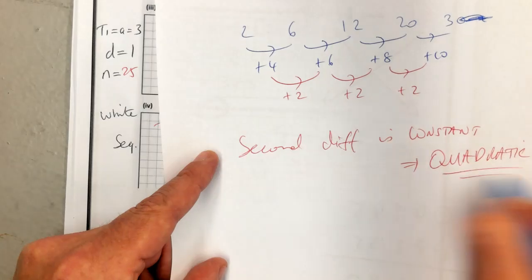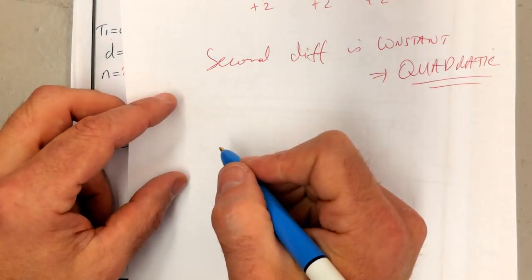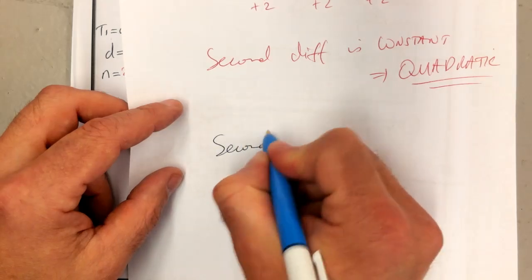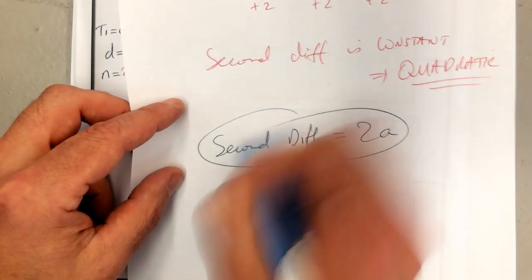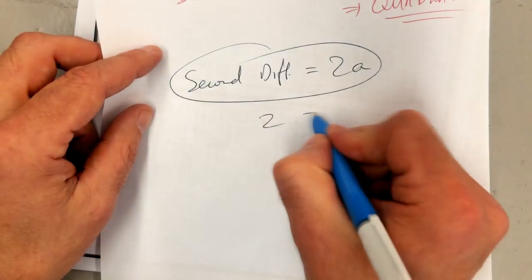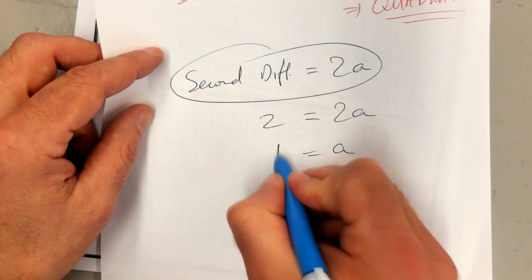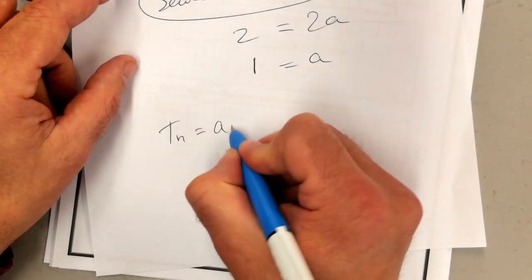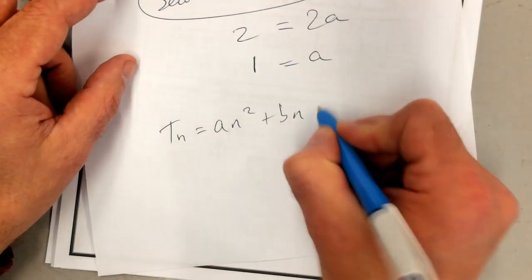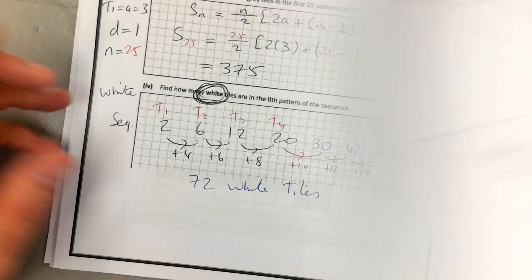It didn't come up in any of the questions I'm going to do, but the second difference is always equal to twice a. And in this case we found the second difference to be 2. So you'd find out a to be 1, and that can be important for another bit later on where you'll get the format an squared plus bn plus c, and now you've worked out your a. But it's not happening in this question.